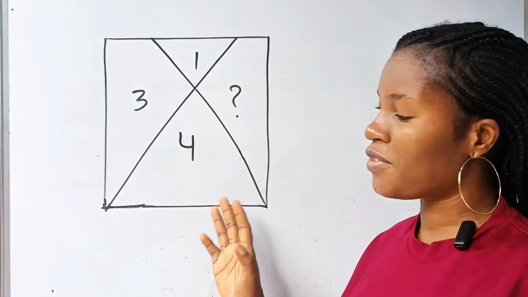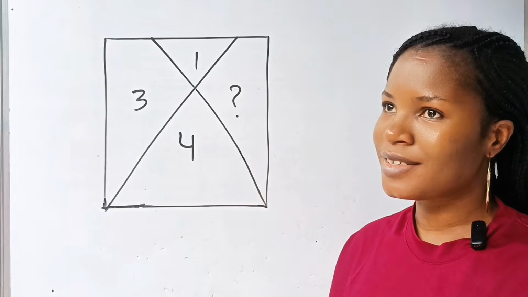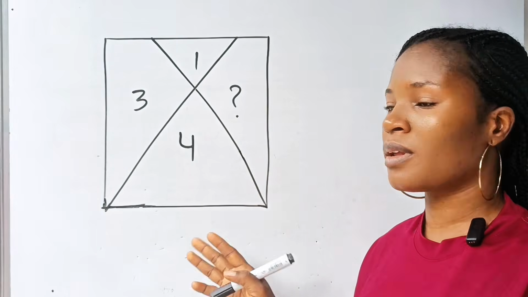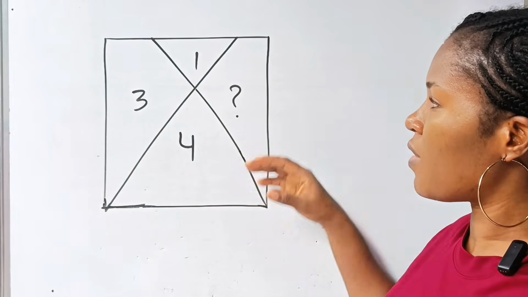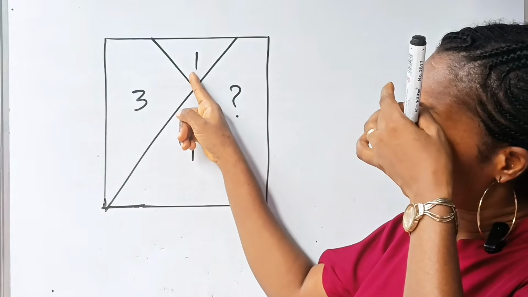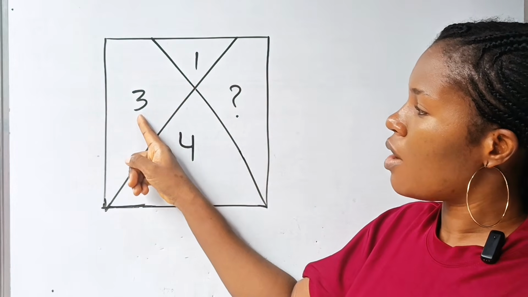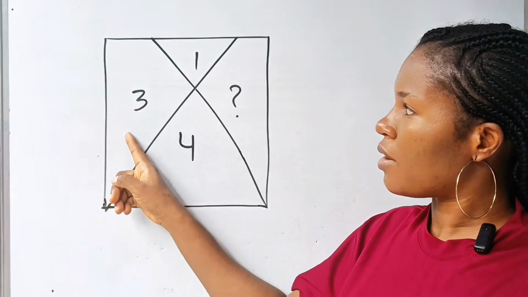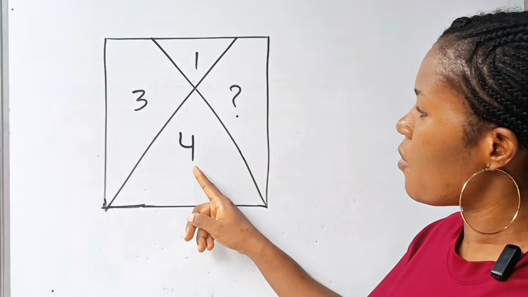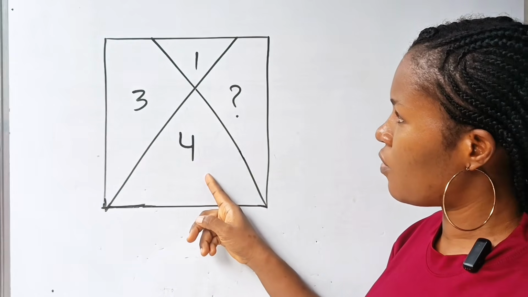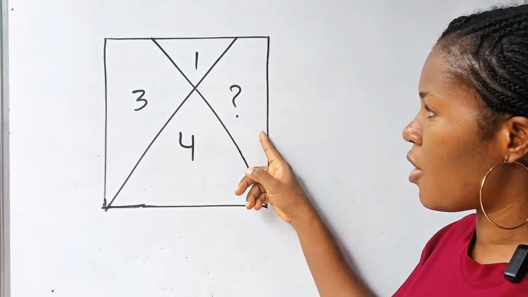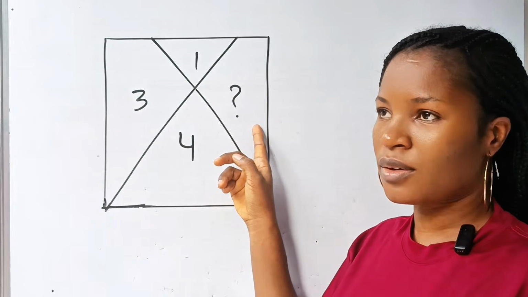Note that this is a freehand sketch, so it's not drawn to scale. In this particular question, we are told to find the area of this portion of the rectangle. The area of this triangle is 1, the area of this quadrilateral is 3, and the area of this triangle is 4, and we are asked to find the area of this portion of the rectangle.